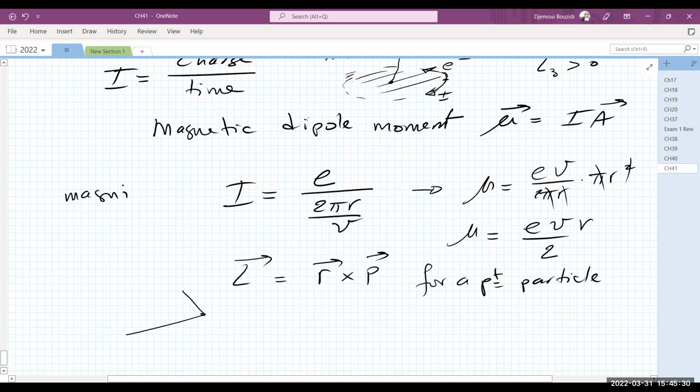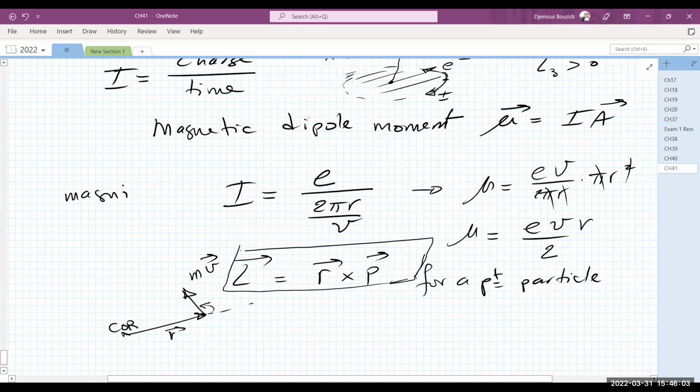So if you have a point particle moving with the momentum mv, and this is the radius r, from the center of rotation, so this is my center of rotation, in this case it's just a cross product of r times the momentum. So it's going to be r times mv times the sine of this angle theta. This is actually the foundation of the angular momentum. This is how we defined it in physics 1. This is the starting point for the angular momentum.